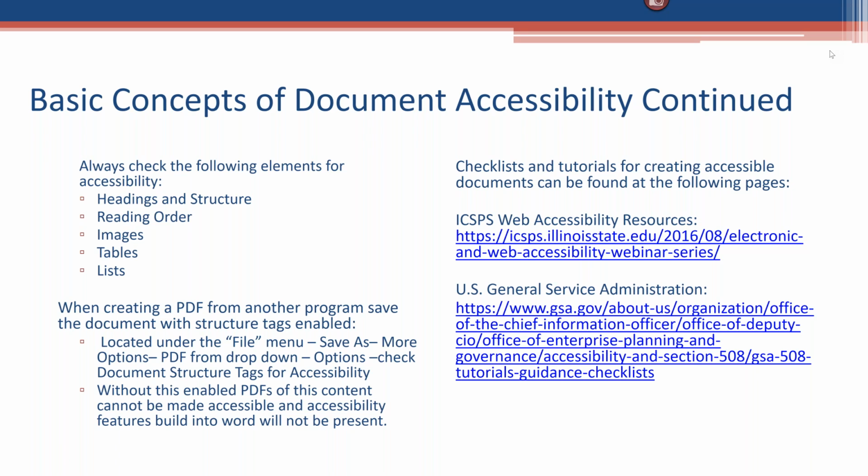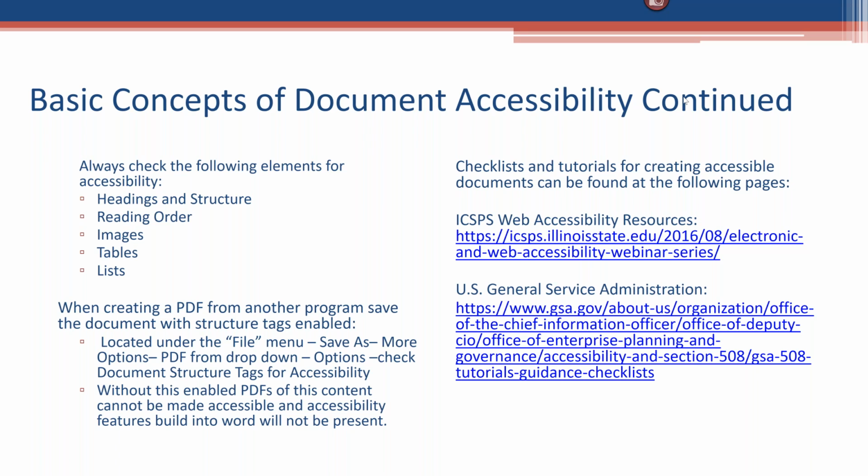There are a lot of other things, like the headings and structure elements, that can be used to achieve those same goals. And in terms of headings, structure, and lists, I would often recommend that you use whatever onboard features are already available to create those instead of trying to format them yourself. When creating a PDF from another program, as I said, those structure tags need to be enabled.